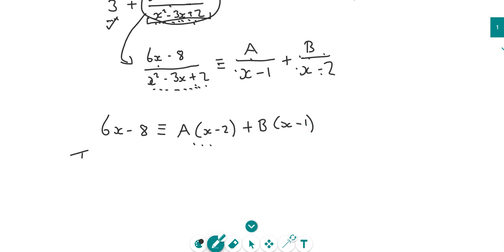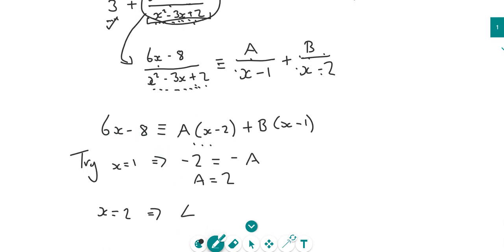Then we try some values. So let's try x equals 1, seems like an obvious one. With x equals 1, it's going to be 6 minus 8, which is minus 2 on the left hand side. And then that's going to be equal to, well, 1 minus 2 is minus 1, so that'd be minus A. So I get A is equal to 2. What else could I do? I could try x equals 2. That's 12, and 12 minus 8 is 4. The A will disappear, and then it just actually solves itself.